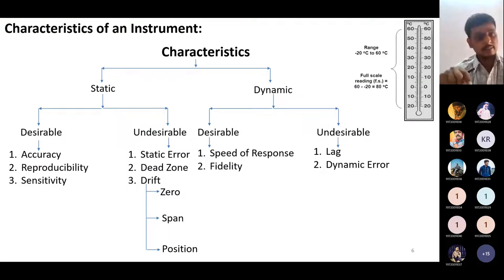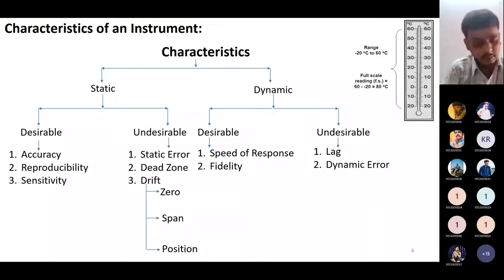One is desirable characteristics and the next one is undesirable characteristics. As the name indicates, desirable means the characteristics which we want more and more. If these quantities are more and more, the instrument functioning will be proper. If the undesirable quantities are very, very high, the instrument functioning is not proper. Undesirable means it is undesirable for the instrument. As much as possible, we need to suppress these undesirable characteristics, whether in the static characteristics or in the dynamic characteristics, and the quantity of the desirable characteristics we have to raise.